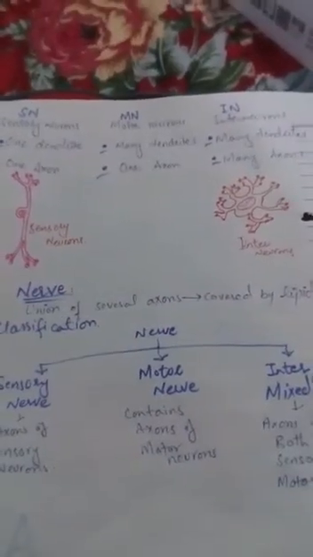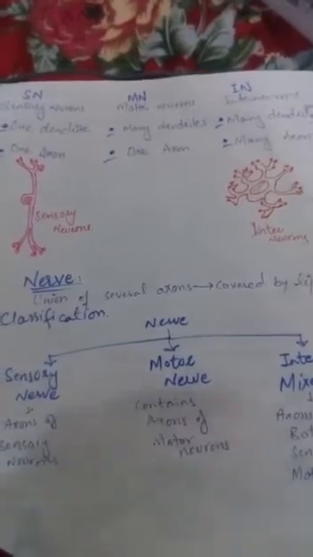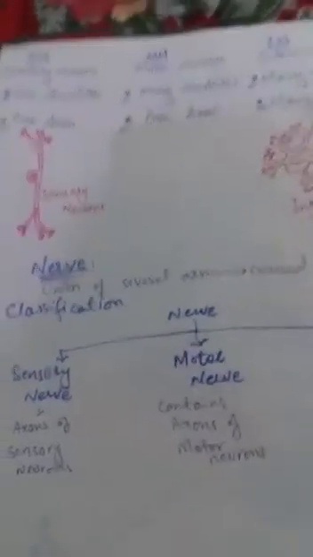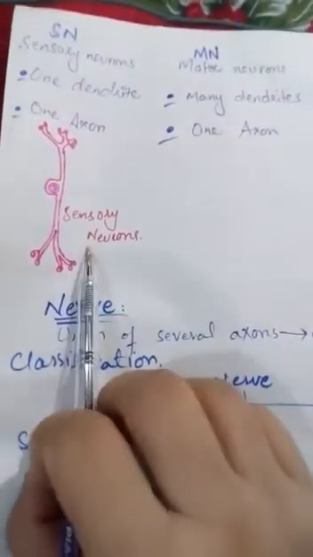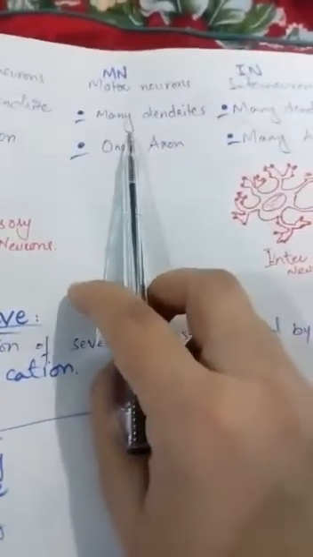You know that neurons contain different types of dendrites and axons. The sensory neuron contains only one dendrite and one axon. This is the structure of the sensory neuron. Then motor neurons contain many dendrites and only one axon.